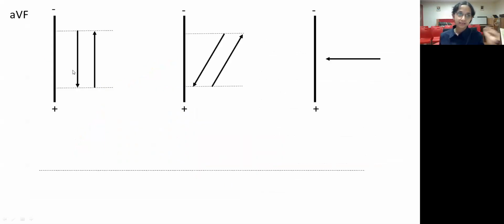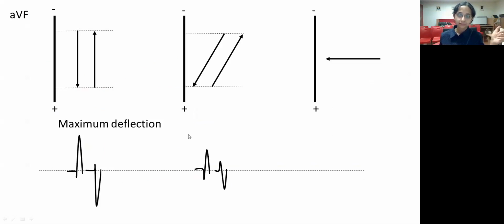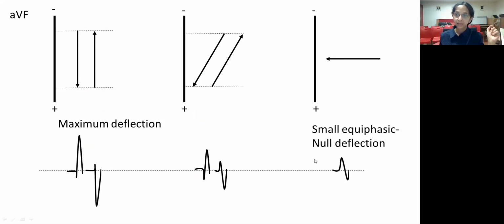Just see here once again. If my lead AVF has a positive deflection or a negative deflection, then my QRS mean vector is going to be like this. If it's positive, it's going towards the positive. If it's negative, it's going to be negative in AVF. If I have a little positive or a little more negative, then it's going to be in this direction, positive, negative. And if I have a null deflection, that means almost no voltage or a small equiphasic, then it's going to be perpendicular to lead AVF.